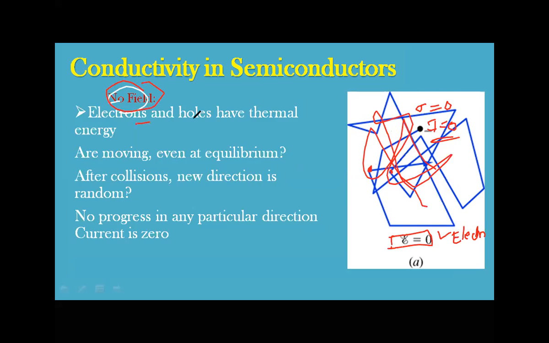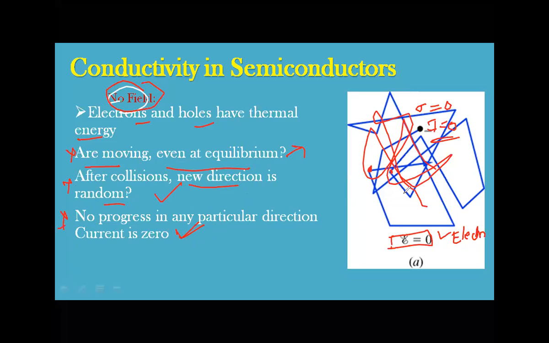So electrons and holes have thermal energy and are moving even at equilibrium. Do they really move when you don't have an electric field? After a collision, the new direction is random. Is it correct that there is no progress in any particular direction, so the current is 0? Can you answer all these questions?